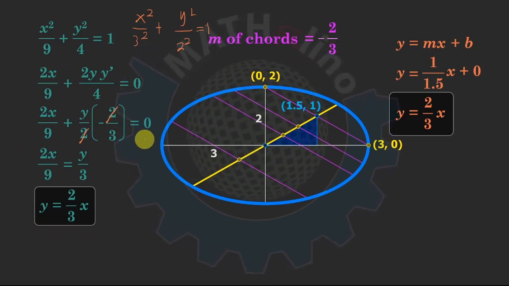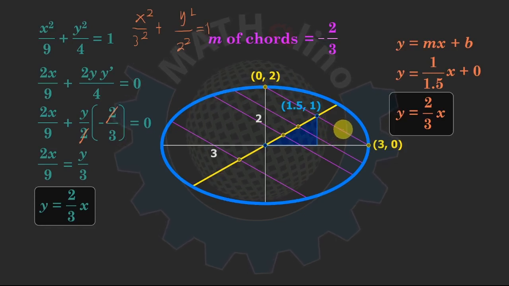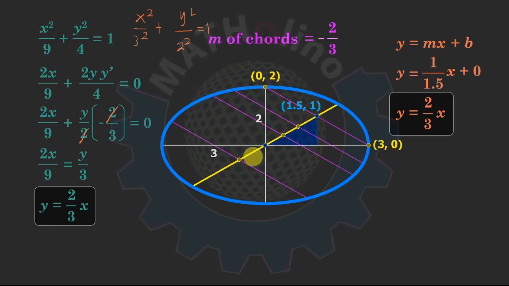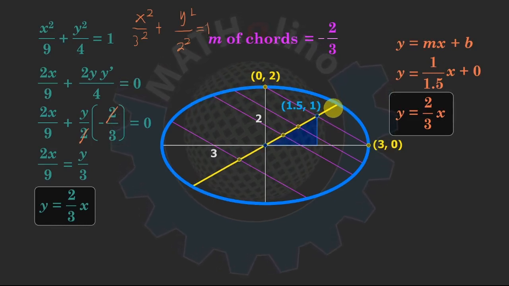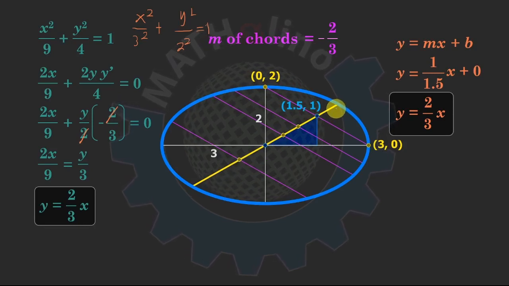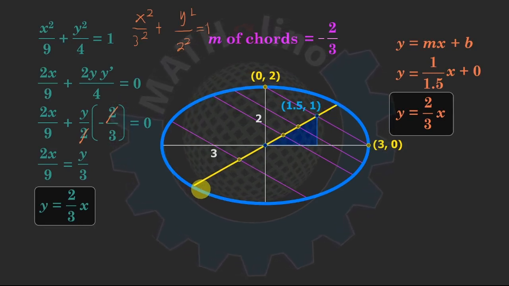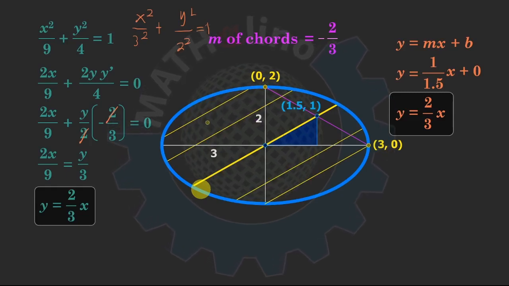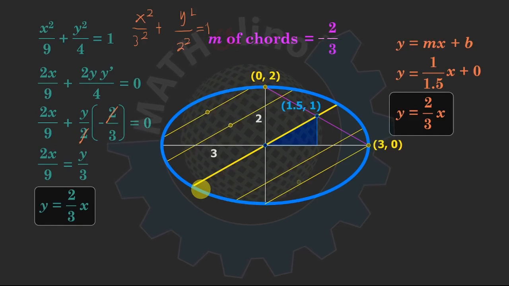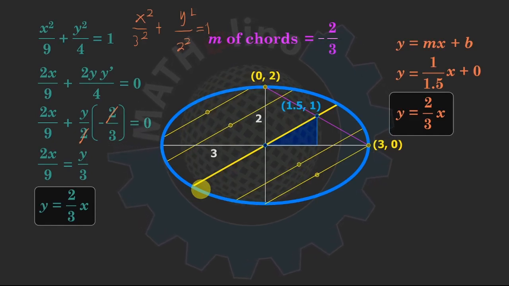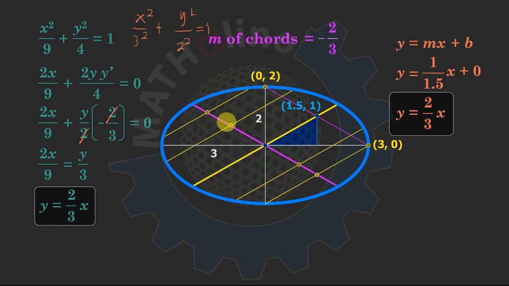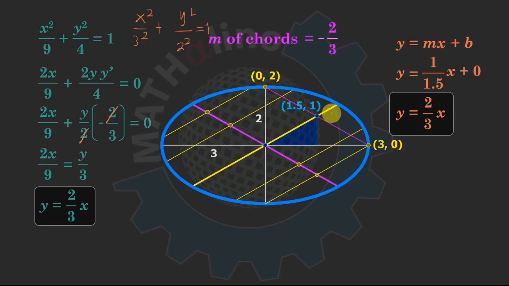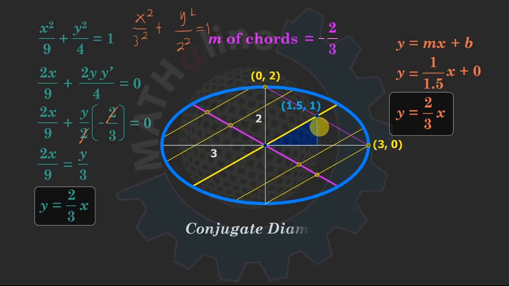Okay? Now, I think you observed already that there are other chords that are parallel to this diameter, the required diameter. And if you are going to bisect these chords, divide them into two equal segments, we can also create another diameter. This diameter is actually a conjugate of this diameter, and vice versa. They are conjugate to each other.